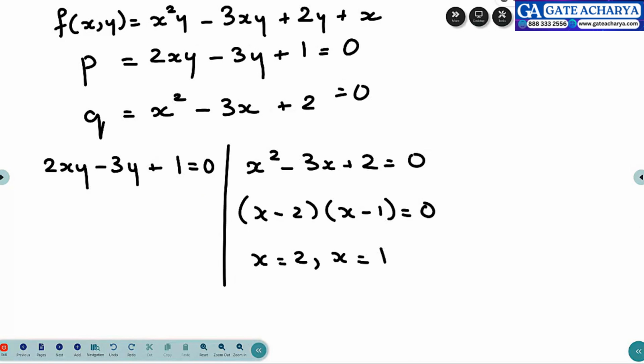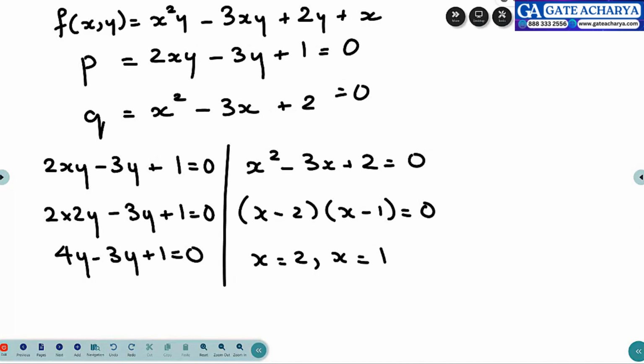What about here? How can I solve this? The only way I can do it is, once I get these, substitute these points here. So if I put x equal to 2, what is the value that I get? 2 into 2y minus 3y. I'm putting x equal to 2. So 4y minus 3y plus 1 equal to 0. So y is equal to what? Minus 1. That's one point.